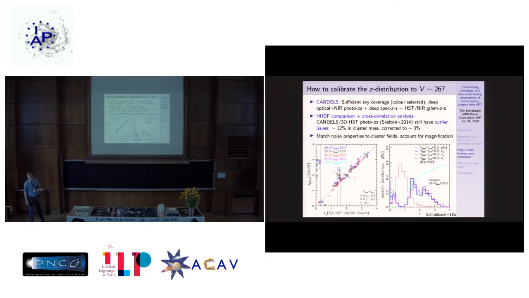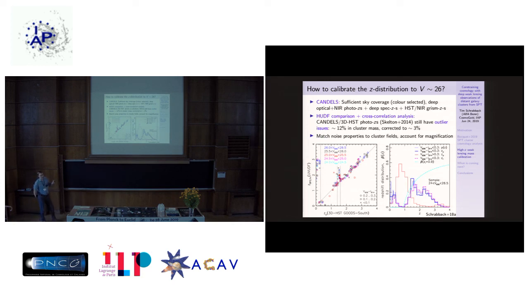OK, so the question which I get a lot is, can we calibrate the source redshift distribution at 26 magnitude? OK, so I'm sure tomorrow Hendrik will talk about challenges for calibrating redshift distributions for KiDS, for example, I guess. And then the question is, can you actually do this 2 magnitudes fainter? And for the cluster lensing, what we're doing here, the answer is we actually can do this. And the reason is that there are actually very well-studied fields for this kind of purpose, especially CANDELS.